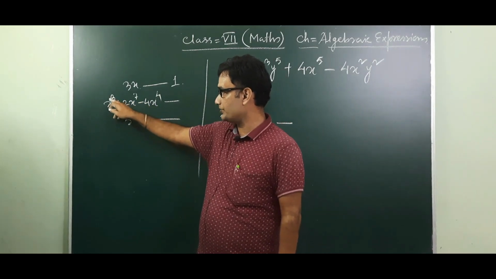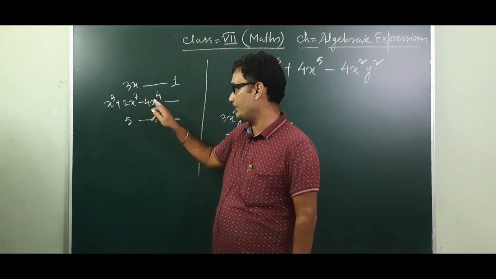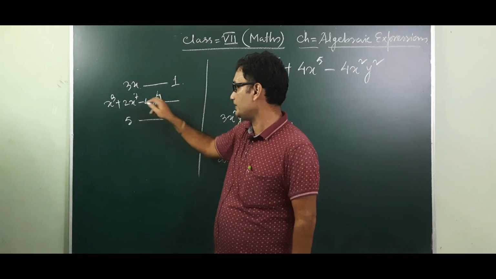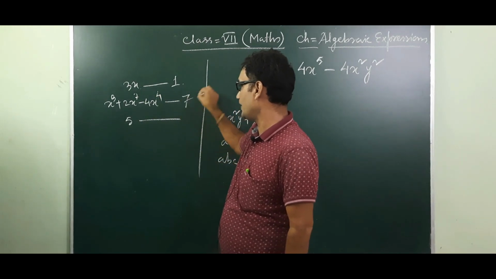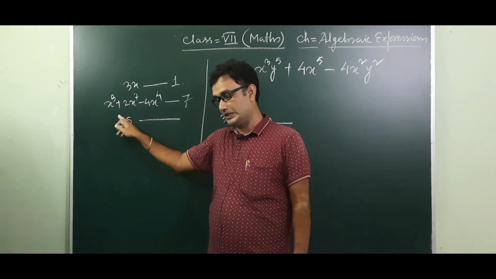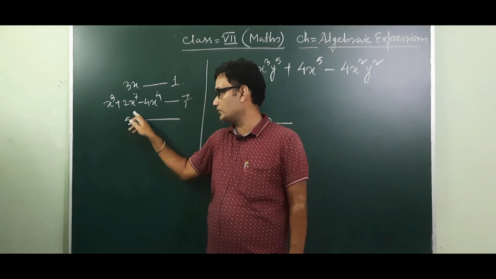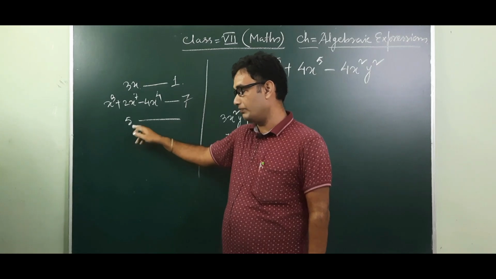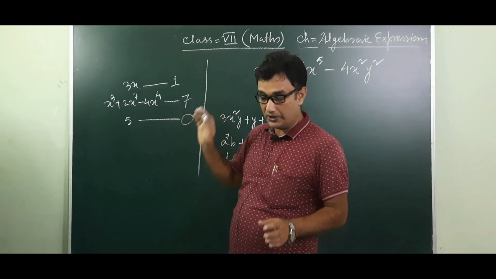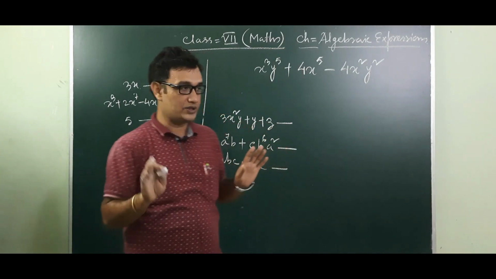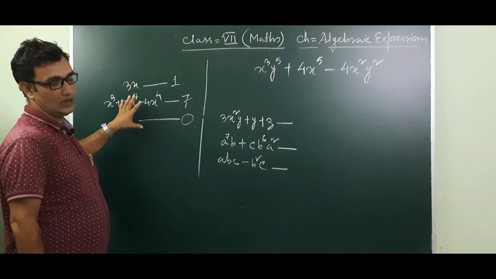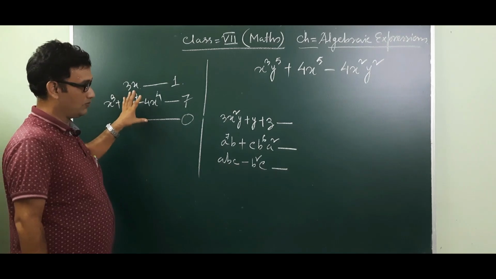Here the power of x is 3, here the power of x is 7, here the power of x is 4. So that means the greatest power is how much? 7. So your degree will be 7. Now here 5, is there any variable? There is no variable. That means the degree of this one will be 0. If there is no variable, you will not get any degree. This is all about an algebraic expression where only one variable is there.